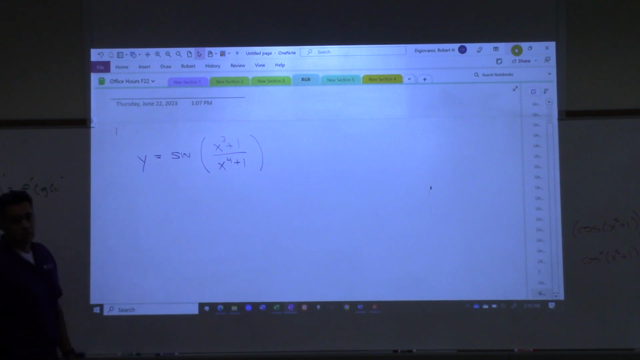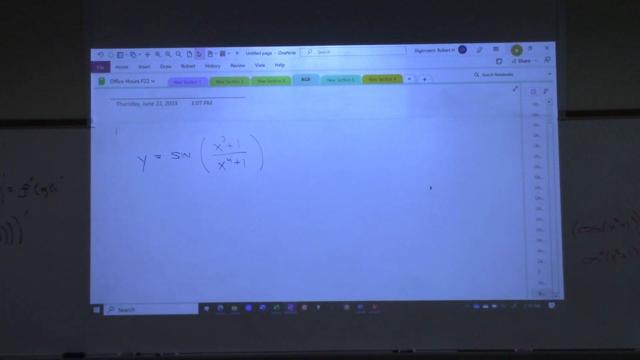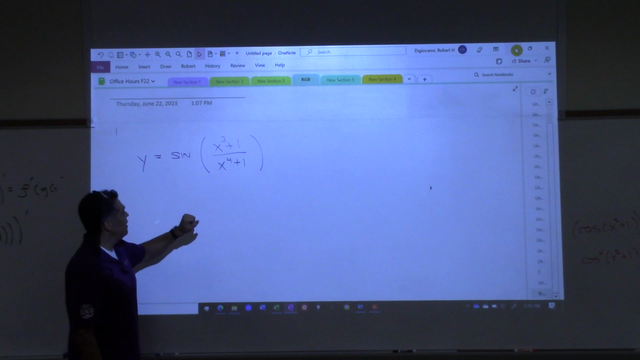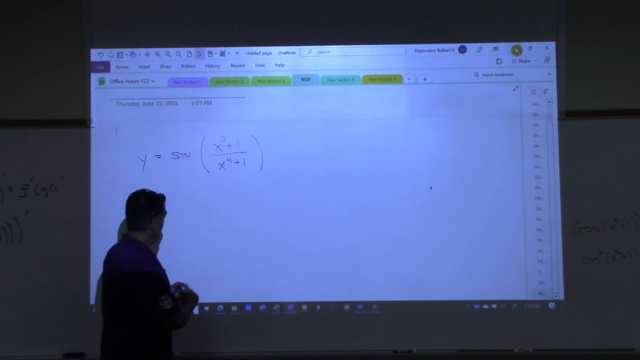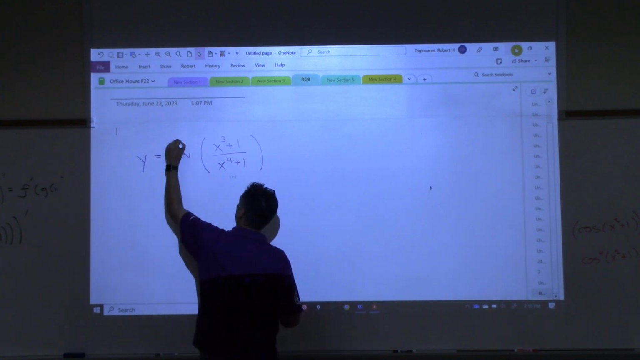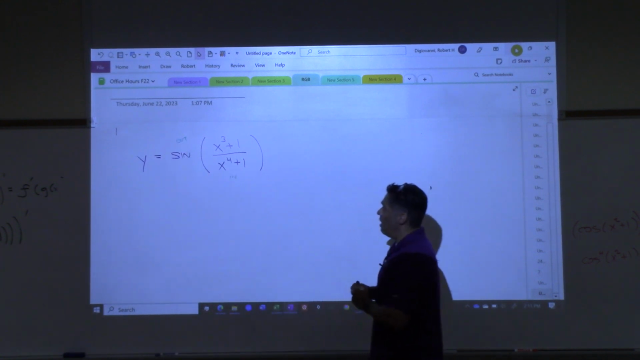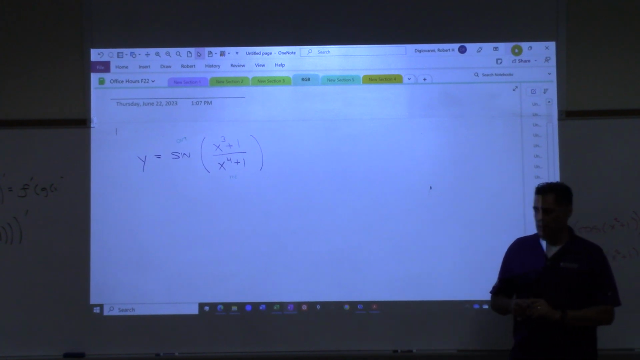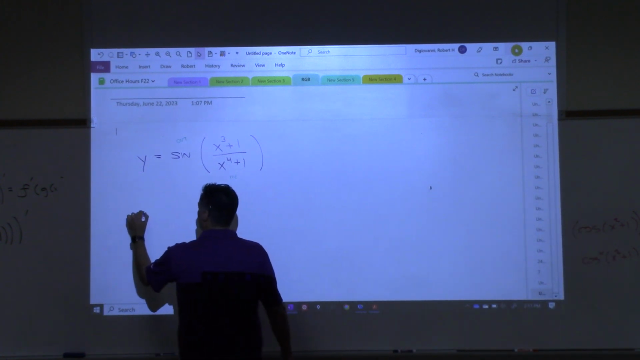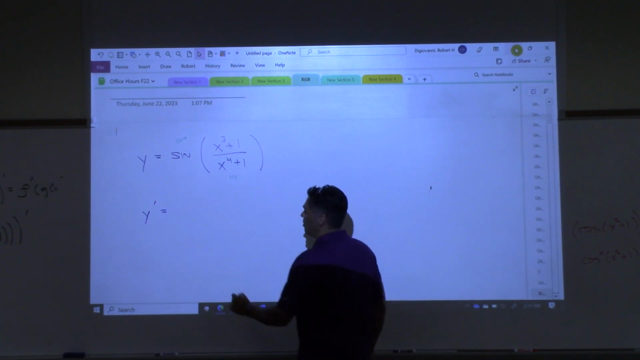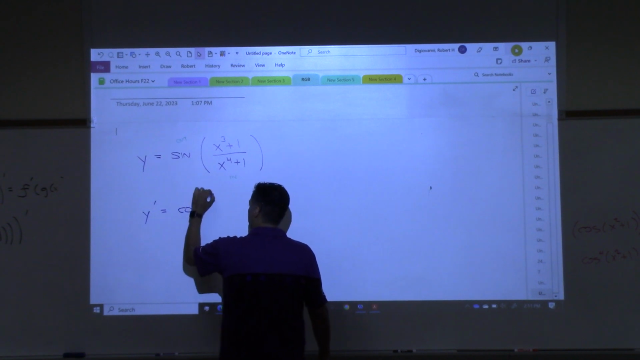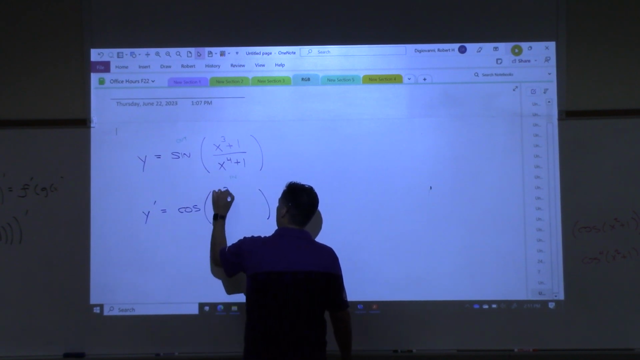So now you have to recognize that you do have composition, right? You have a function inside of another function. The inside function is all of that. That's your inner function, and here's your outer function. So I can start with my chain rule. My chain rule says I start with the outer function. So what's the derivative of the outer function? Cosine. Cosine of what? All of that, right? Don't touch it. Leave it alone.